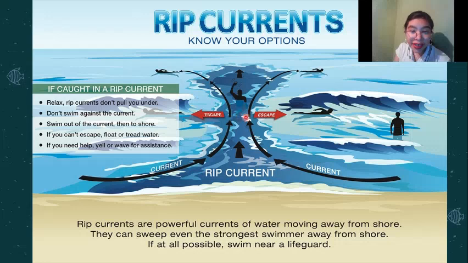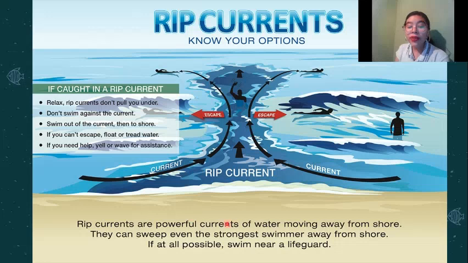So this is a current here. If you can notice, this is a rip current. This swimmer is trapped in the rip current. So for you to get out of the rip current, you have to swim to the sides. To the sides, not up or down, no, to the sides. You have to swim to the sides to get out of this rip current.